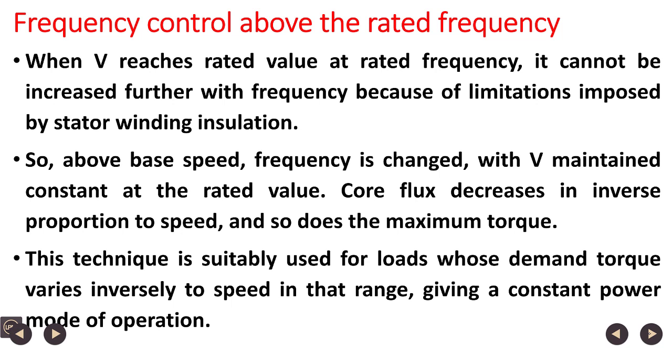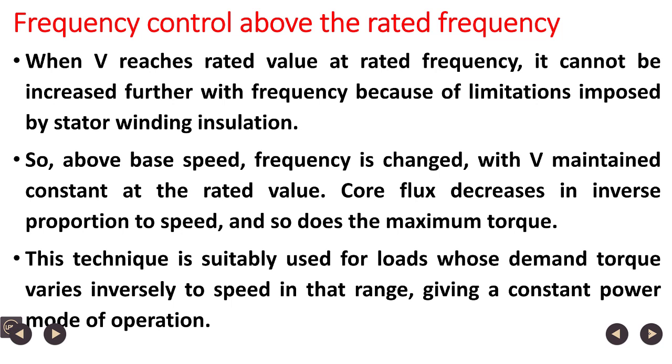For speeds higher than the rated speed, frequency has to be higher than the rated frequency, but voltage cannot be increased above the rated voltage due to limitations imposed by the stator winding insulation. Insulation failure can occur. So, there will be short circuit and winding will be damaged. So, stator voltage cannot be more than the rated voltage. So, above base speed, frequency is changed with voltage maintained constant at the rated value. Only frequency is increased to increase the speed.